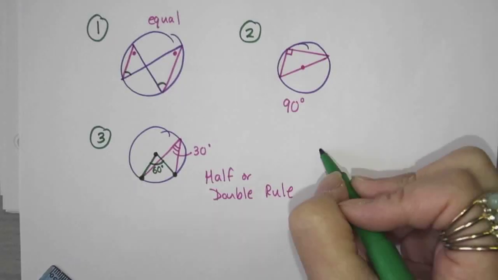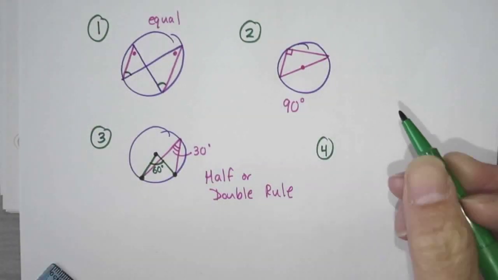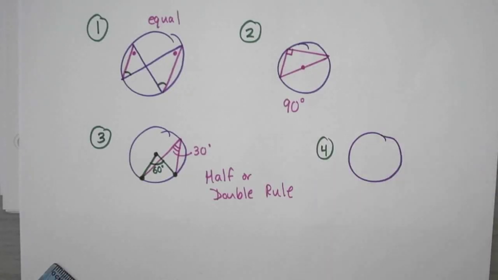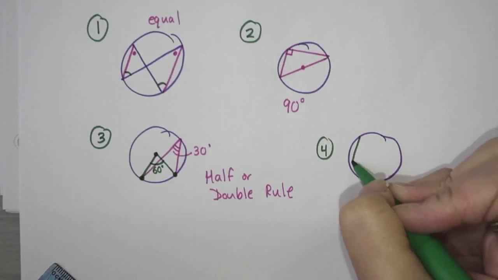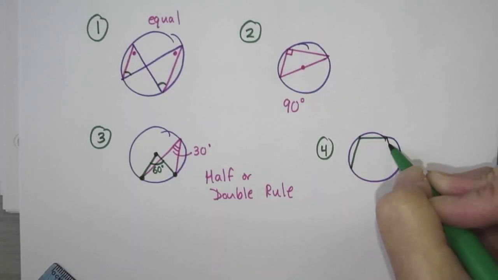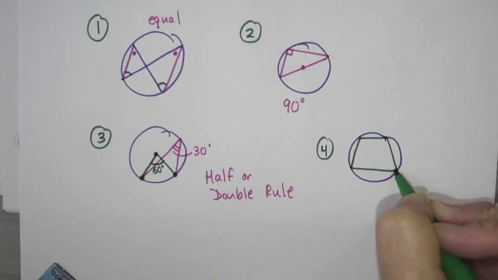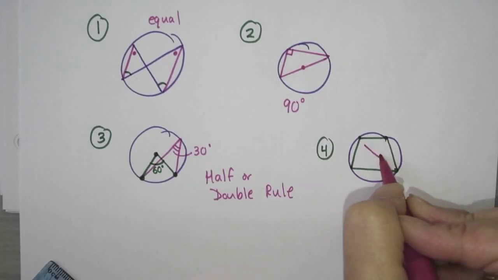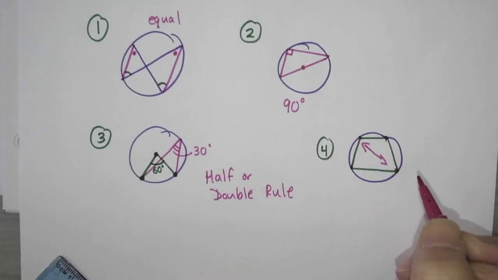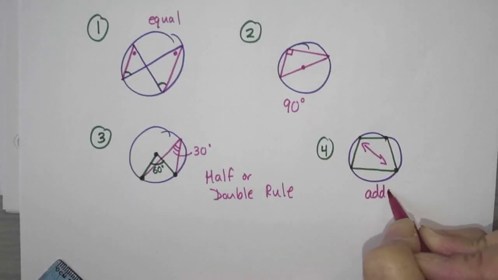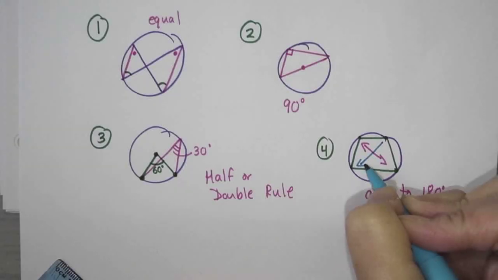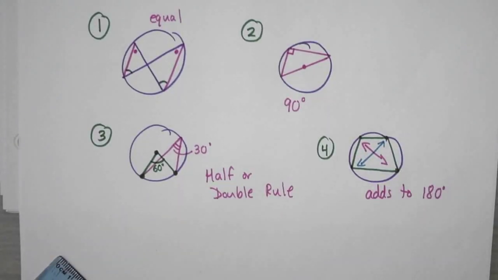And then the 4th rule that we had was the cyclic quadrilateral. So there are 4 totally different rules. So any cyclic quadrilateral, which means I draw any quadrilateral going corner to corner to corner, what we found was that the opposite angles add to 180. So they're very, very different rules.